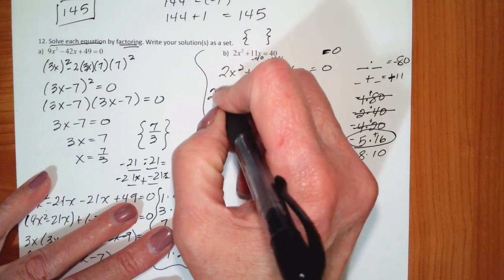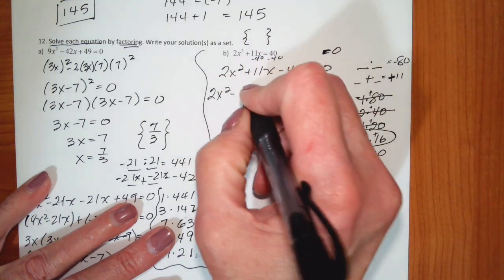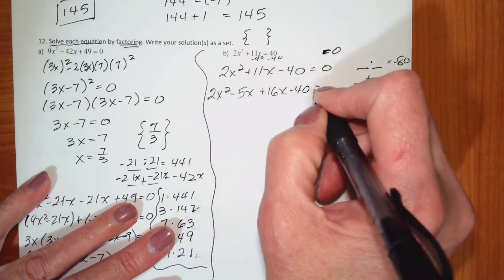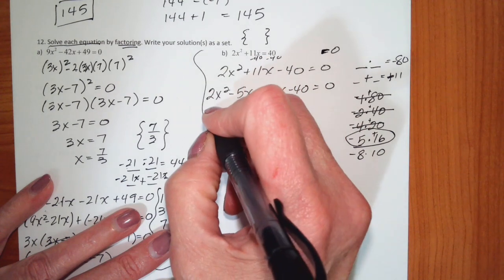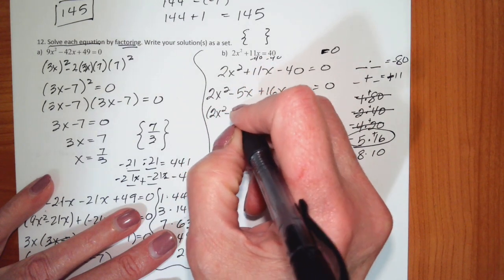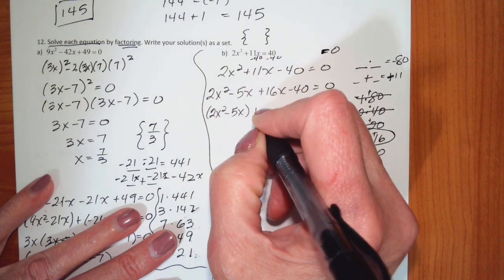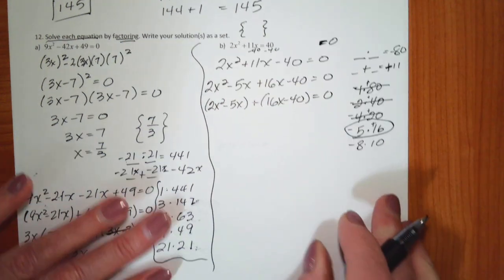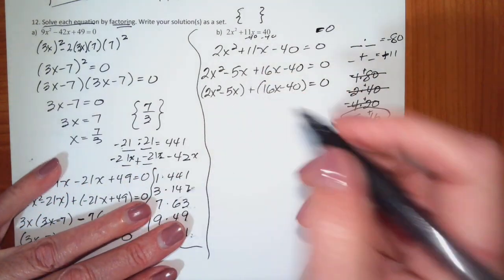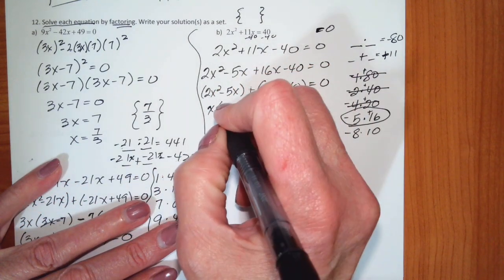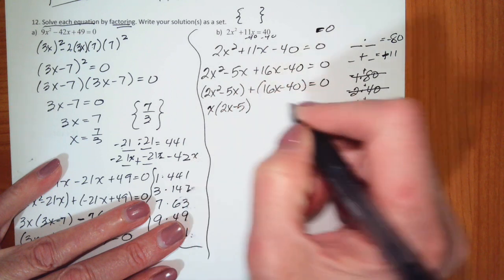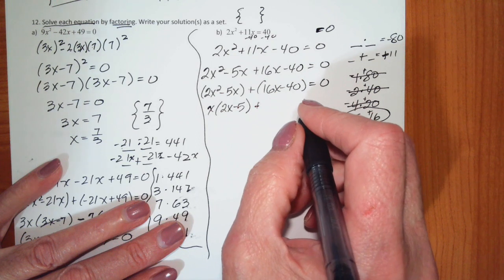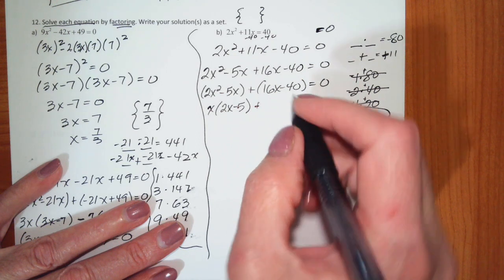So this gives me 2x squared minus 5x plus 16x minus 40 is equal to 0. I now group them as 2x squared minus 5x plus 16x minus 40 is equal to 0. Greatest common factor here is x times 2x minus 5. And the greatest common factor here is 8.